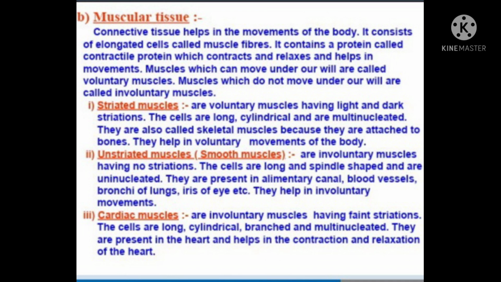Muscular tissue consists of elongated cells called muscle fibers. This tissue is responsible for movement in our body. Muscles contain a special protein called contractile protein which contracts and relaxes to cause movements. During winter, the body shivers. Why? When the body is exposed to cold air, we shiver. During shivering, muscles contract and relax, producing a large amount of heat. This keeps the body warm.